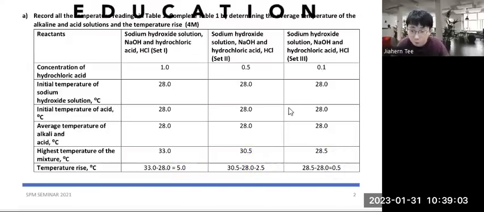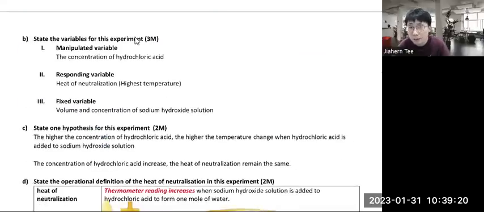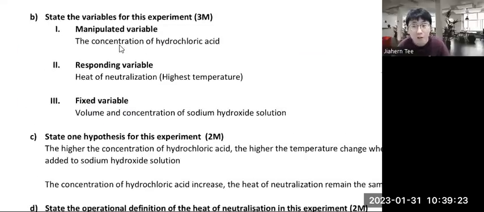So from here, do you realize that when you use a more dilute acid, your temperature rise is lesser and lesser? From here, we know that your theta is different. So when theta is different, your Q is different. Moving on, what is our manipulated variable for this experiment? We change the concentration of acid. And will this concentration affect your responding variable? So for our result here, you can write heat of neutralization, or the temperature change, temperature rise, and of course still fix your alkaline volume and concentration.